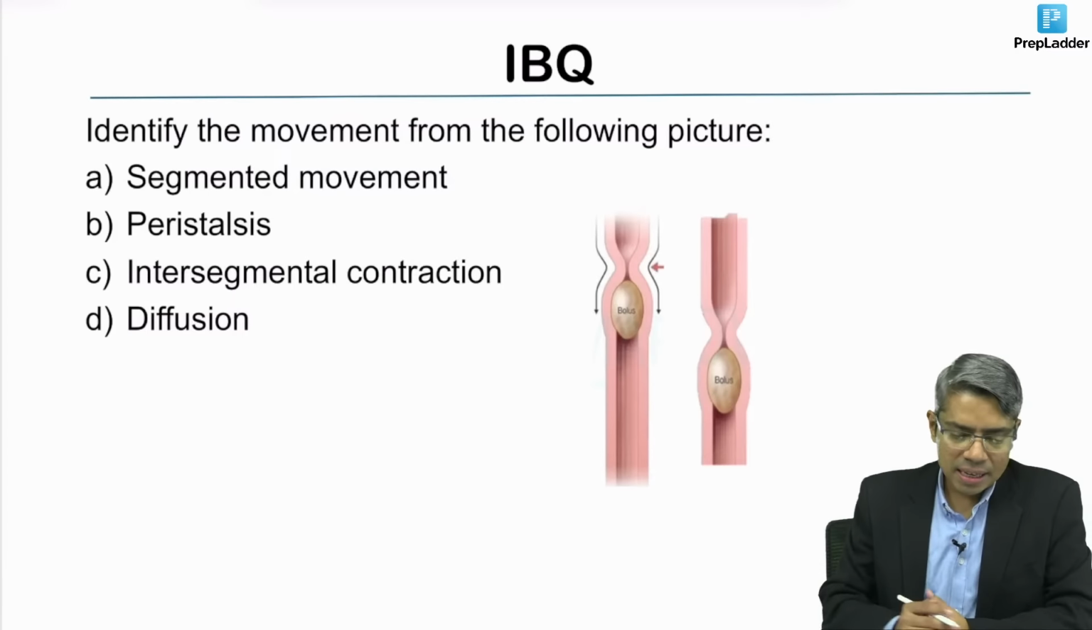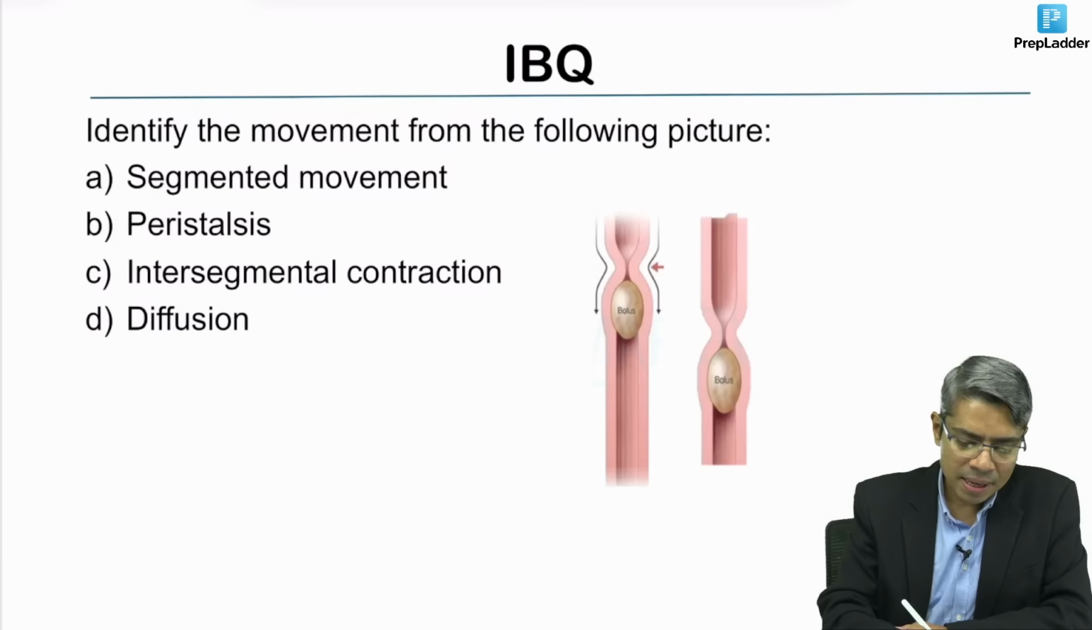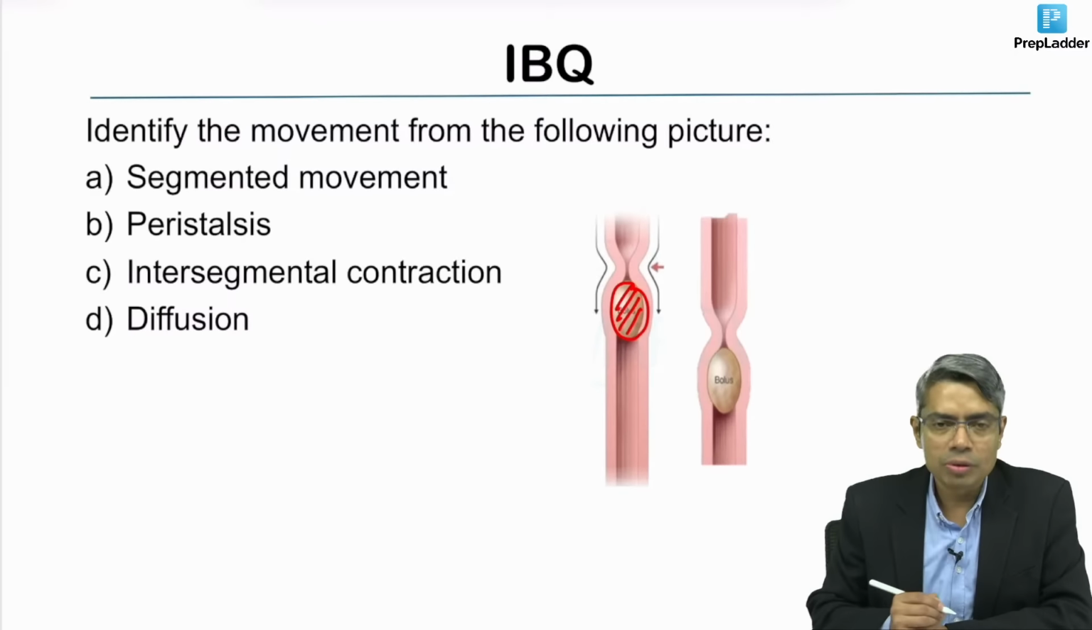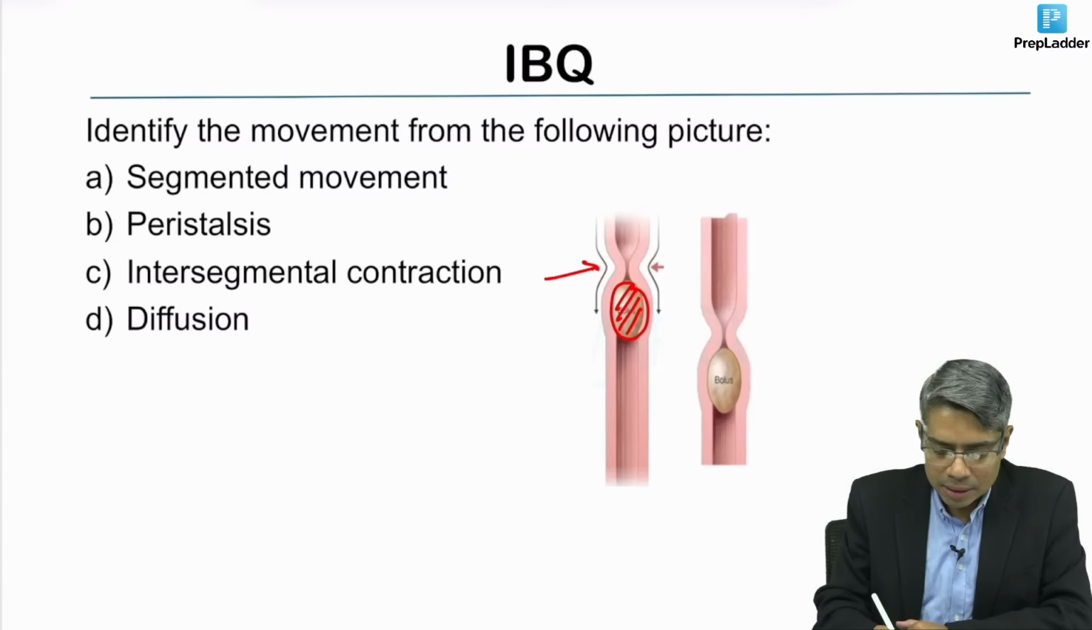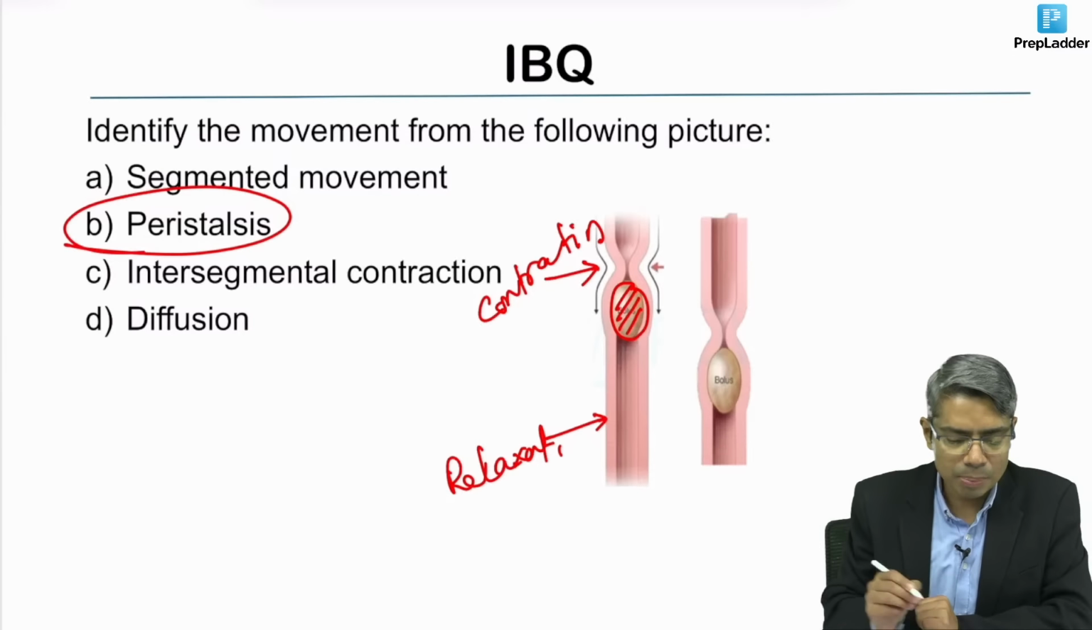Next, from this diagram, identify the movement from the following picture. So, this is very easy. As you can see in this diagram, this is the location of the food bolus. Just proximal to that part there is a contraction of the GIT, and just distal to that part there is relaxation of the GIT. So, this is typical of which movement? This is typical of peristalsis movement.